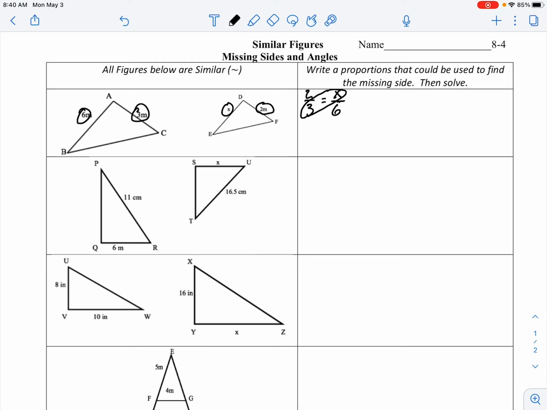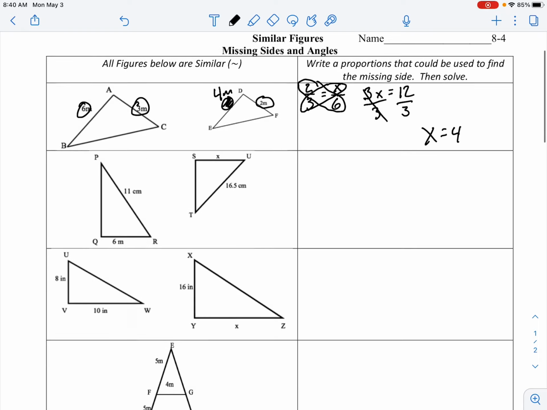And then once we have our proportions set up, this is super simple. We're just going to use our butterfly method. 3x is equal to 2 times 6 is 12. And then from here on, it's just a one-step equation. Divided by 3, and x equals 4. So that means that this side length is no longer missing. We know that it is 4 meters long.